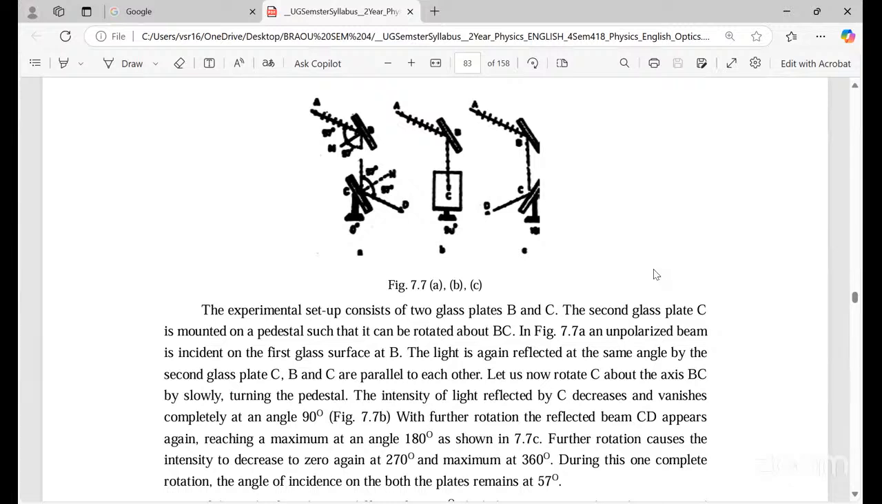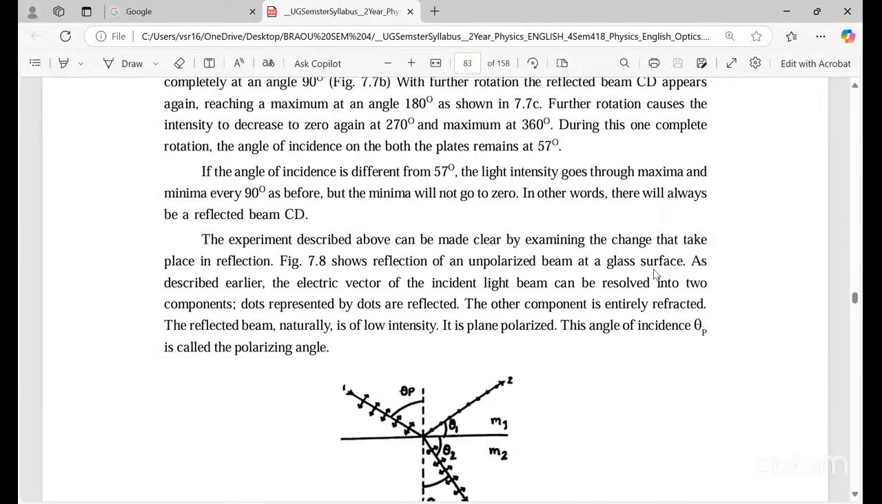That is from the second figure. Further, if you rotate to 180 degrees, the intensity is at maximum, then decreases to zero again at 270 degrees, and is maximum at 360 degrees. During this one complete rotation, the angle of incidence on both planes remains 57 degrees. If the angle of incidence is different from 57 degrees, the intensity goes through a maximum and minimum every 90 degrees, but the minima will not go to zero. In other words, there will always be a reflected beam at C.